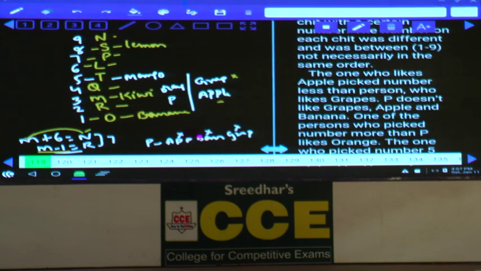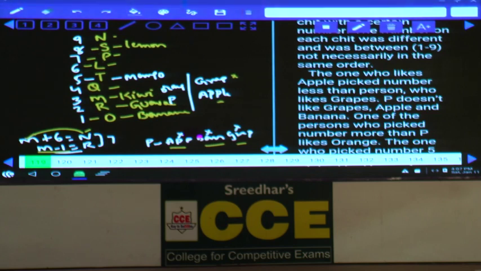If R is grapes, apple must be O. Hence R cannot be grapes, R must be guava. If R is guava, then for P, apple, banana and grapes are ruled out.